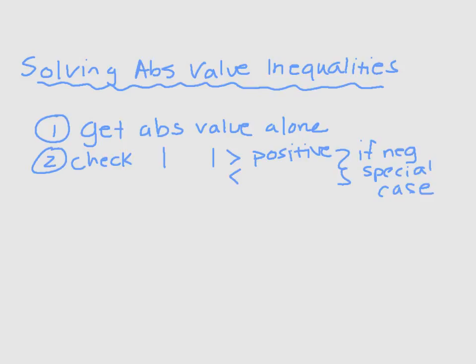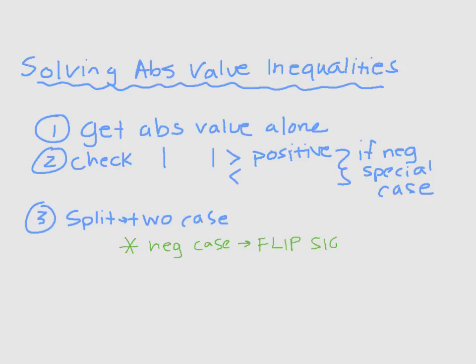Okay. Once you have the absolute value alone, it's greater than, less than or equal to, greater than or equal to a positive, you're going to split the absolute value into two problems. Now, what you need to remember is for the negative case, you're going to flip the inequality sign. So if for the positive case it's a greater than, for the negative case then it has to be a less than. So if it's a negative, you're going to have to flip that inequality sign.